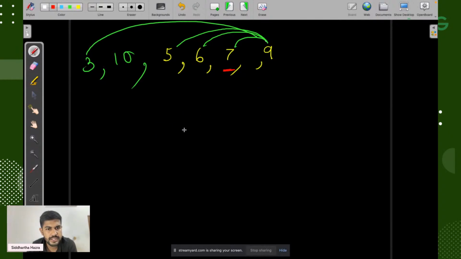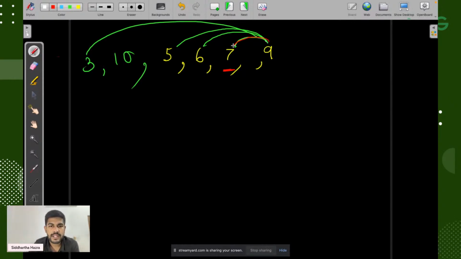But let's suppose we have something like 7 and then 9. And suppose we have 4, 5, 6, and then 9. If we take the largest number, then we might miss out this 7 and 8 also. So we need to consider all the available options.